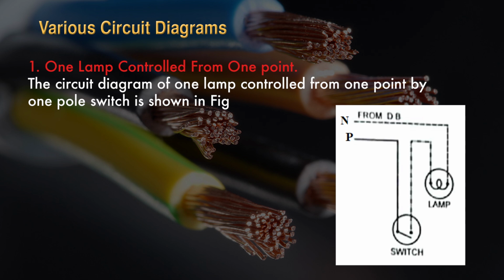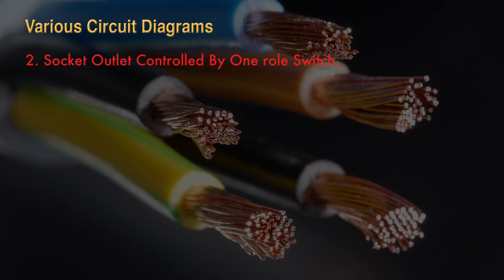As you switch off the switch, this lamp will not glow. So this is how you can control one lamp by one switch. The second circuit diagram that we are going to discuss is a socket outlet controlled by one-way switch.